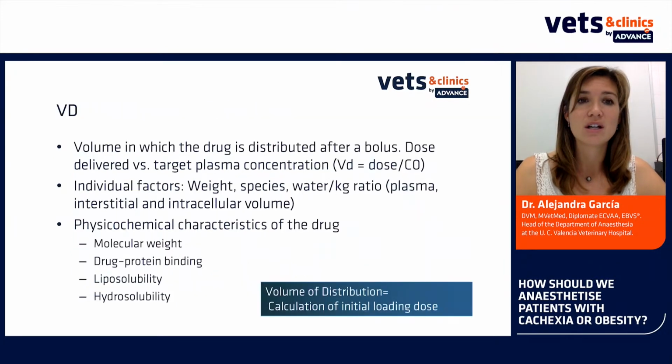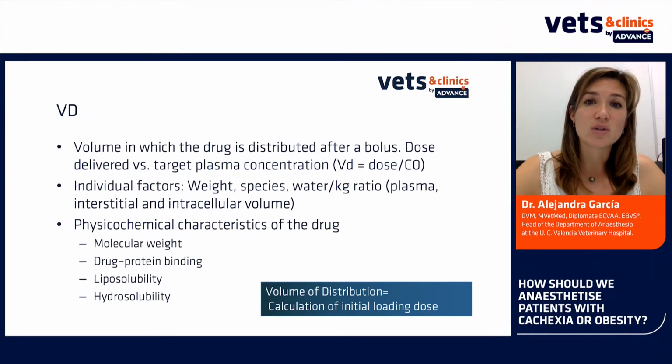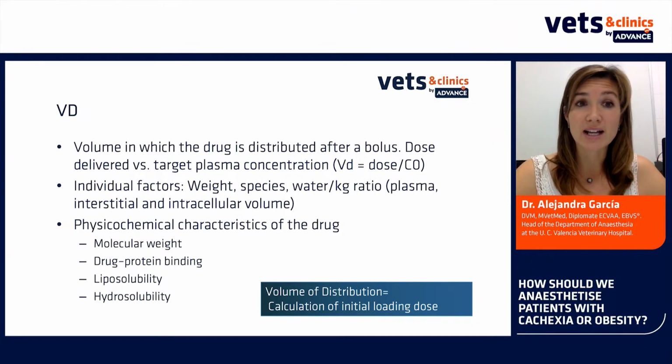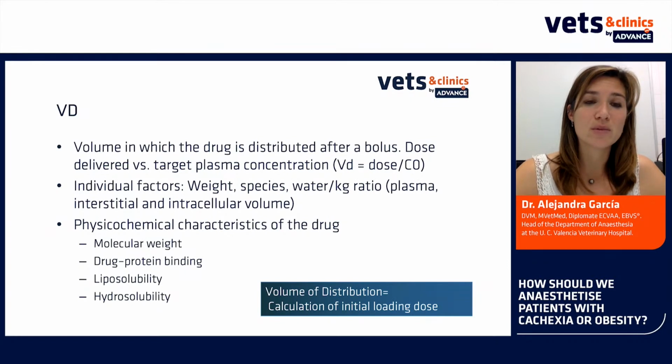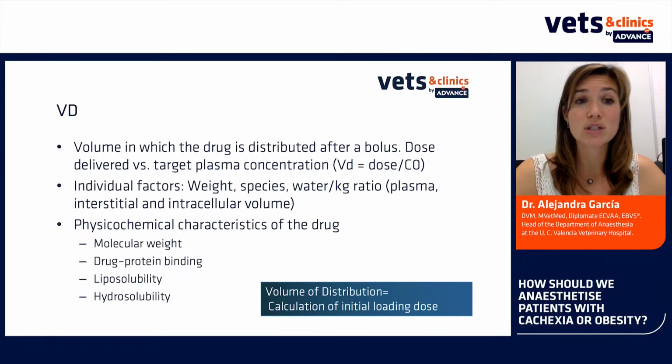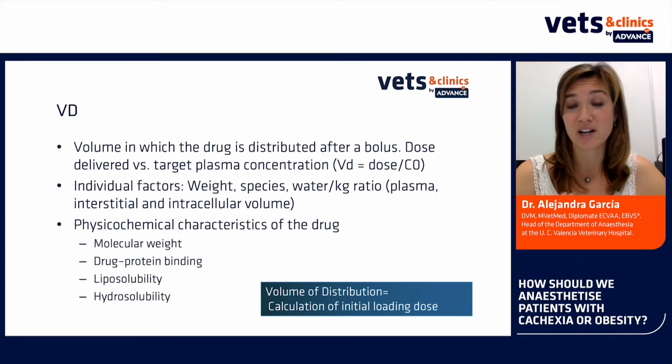So, talking about the volume of distribution in these patients because of cachexia, it is important to know how the drug will be distributed after the initial bolus. The dose that we are going to give versus the plasma concentration will vary individually between the weight, the species, and the water to kilogram ratio.